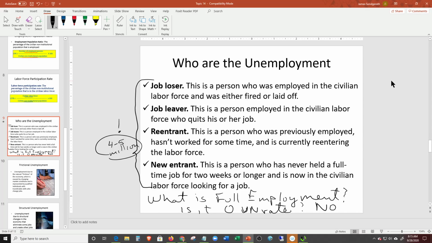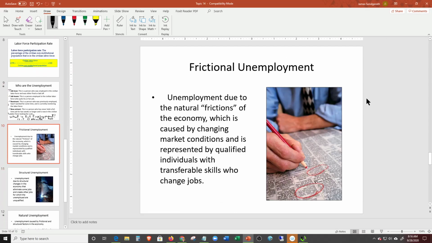So, really, what we're going to say, well, if we're at full employment and there's still unemployment, what is that due to? And the answer is basically frictional and structural unemployment. So, frictional unemployment just means unemployment due to natural frictions of the economy, which is caused by changing market conditions and is represented by qualified individuals with transferable skills who change jobs.